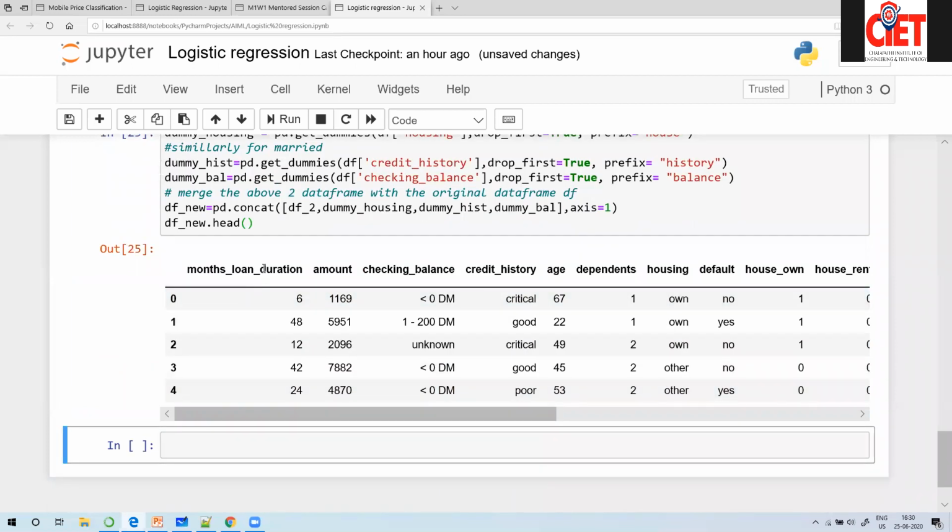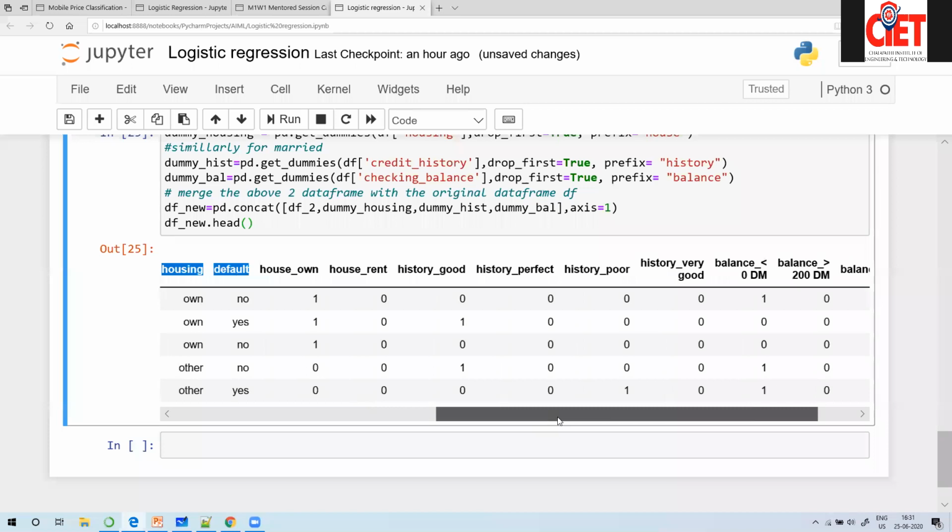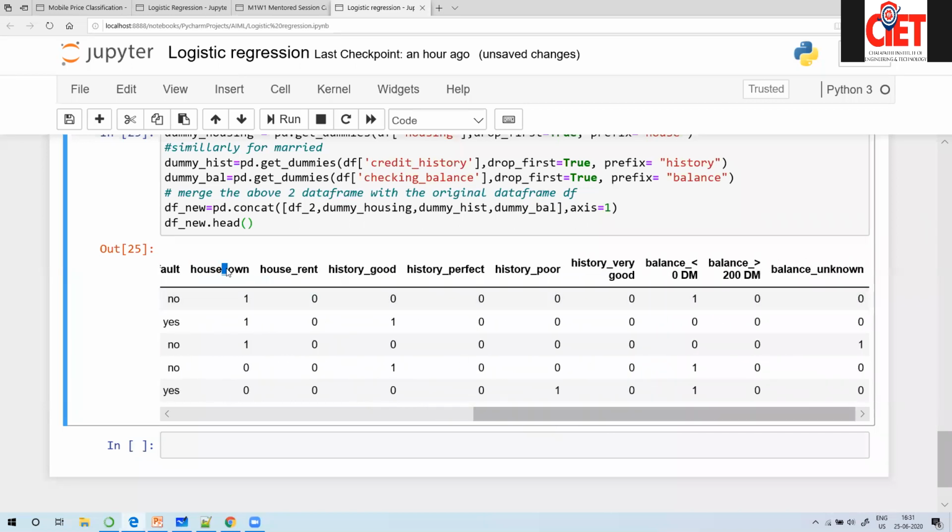Look at the columns we have: month loan duration, amount, checking balance, credit history, housing, default. These were the columns that were present in the data already. And these are the new columns that we have created: house_own, house_rent, history_good. Closely observe this. House had 3 levels: own, rent, and other, but it has created only 2 variables, not 3. It should have been 3, right? But look at this statement: drop_first is equal to True.